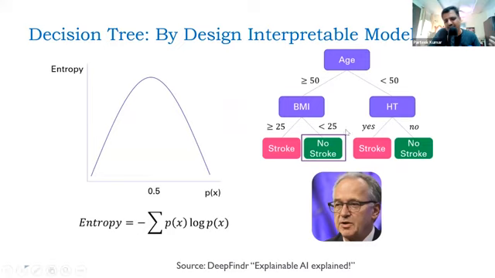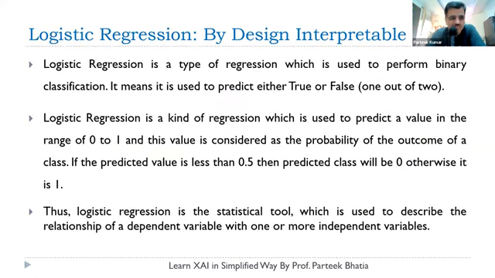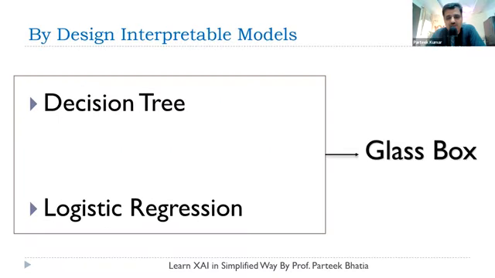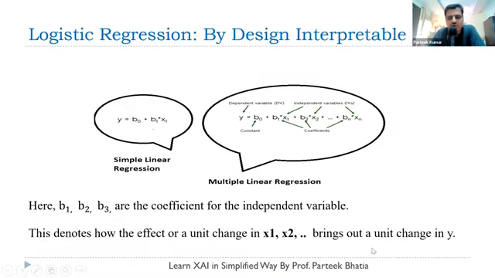So you can easily generate an explanation for this person based on this decision tree: you have no stroke because your age is greater than this, but your body mass index was less. So that's why you have no chances of stroke. So decision tree is by design interpretable. It provides if-else rules, which can be easily understood by any person, and you can generate and provide explanations. While logistic regression provides an equation like this.